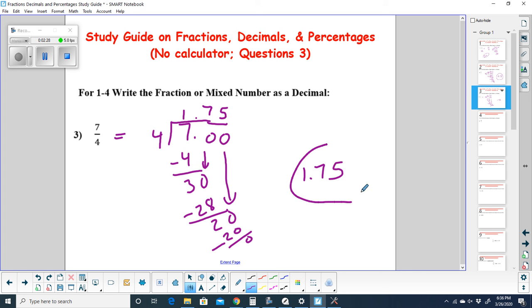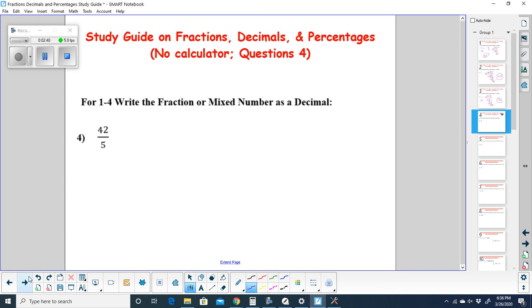1.75. This is another one where, if you recognize that this is 1 and 3/4, well, 3/4 is 0.75 as a decimal, so 1.75. Next problem, we have to write this as a decimal also, so 42 over 5. So 42 divided by 5. Let's put our decimal point there because we're going to need it.